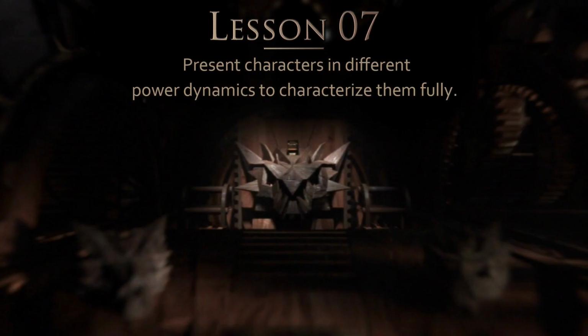The seventh lesson is about presenting characters in different power dynamics to characterize them fully. These different power dynamics exist because human beings tend to organize themselves in hierarchies. Sometimes that's hierarchies of authority or of experience.